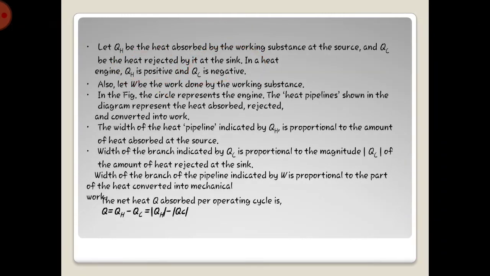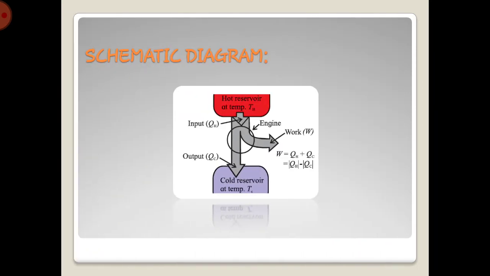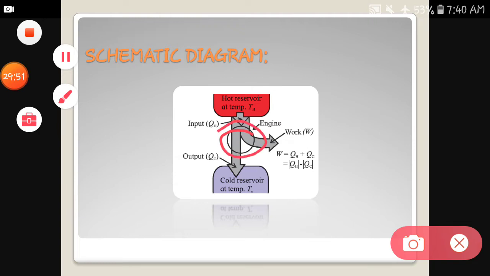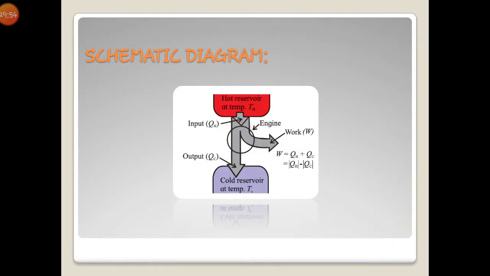Now in the diagram you can see the circle, which represents the engine. The heat pipelines shown in the diagram represent the heat absorbed, rejected and converted into work. These arrows give you an idea about where the heat goes. Some heat goes to the work done part, some heat goes to the cold reservoir, and some heat is absorbed.